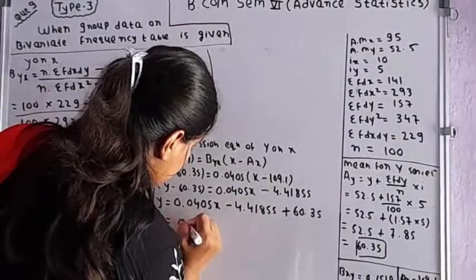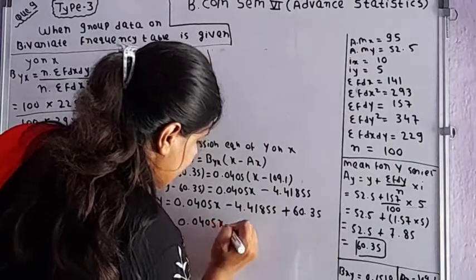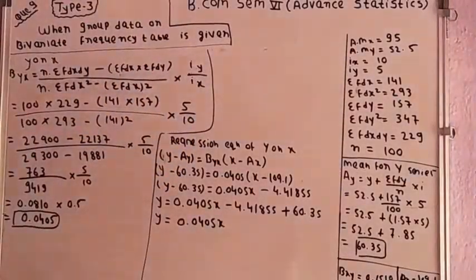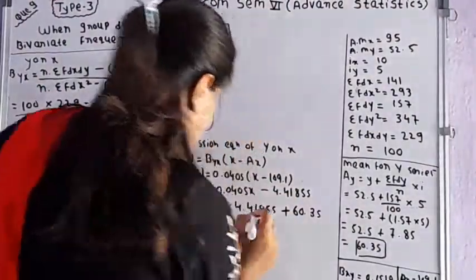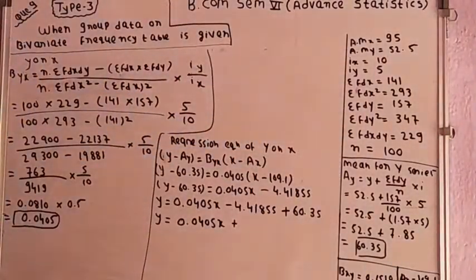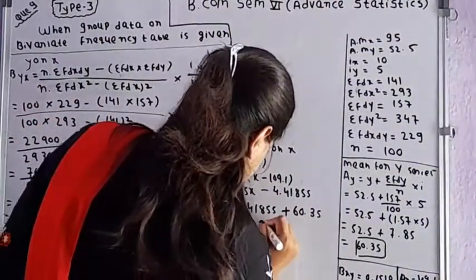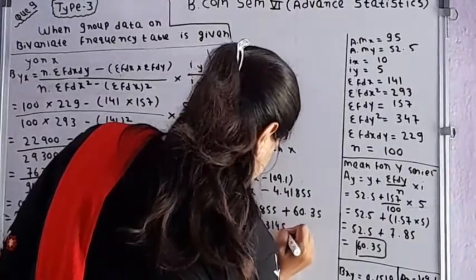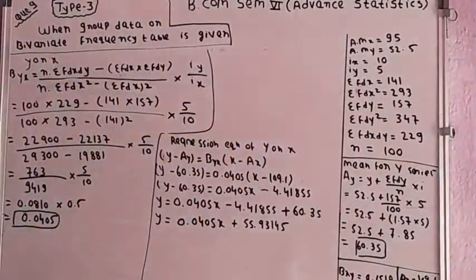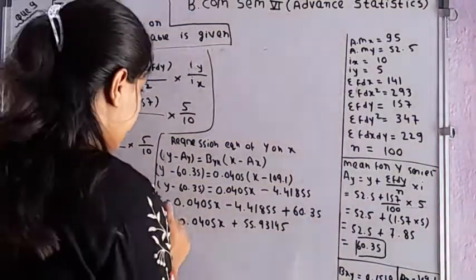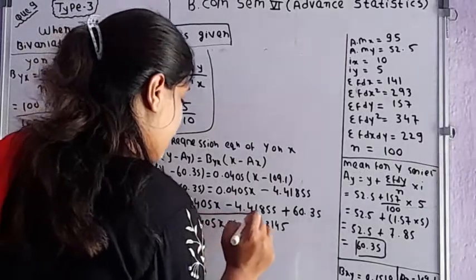So y equals 0.0405x, and the sign of the bigger number is plus, so it will come to plus 55.93145. So this way we have derived the regression equation of y on x as well.